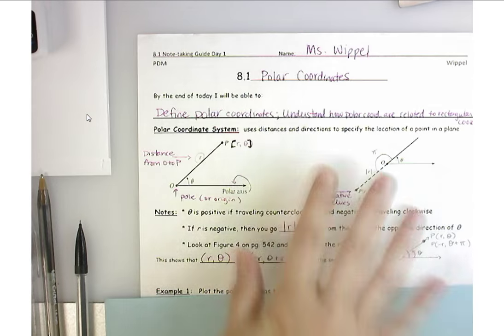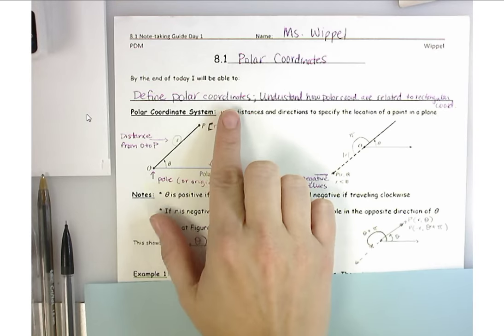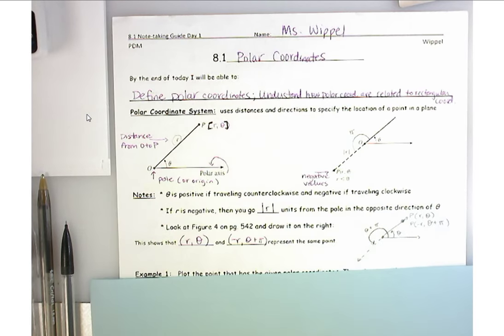All right, so we are starting 8.1 polar coordinates, which you guys already did your intro to. And by the end of today, you're going to be able to define polar coordinates and understand how they are related to rectangular coordinates. Well, when I say rectangular, I mean on the coordinate plane, the XY plane. And now we're going to start to introduce a new plane called the polar plane, and we'll get more into that tomorrow.